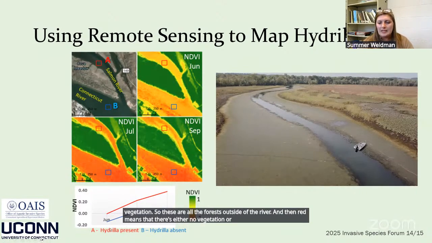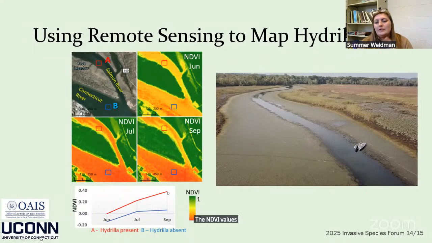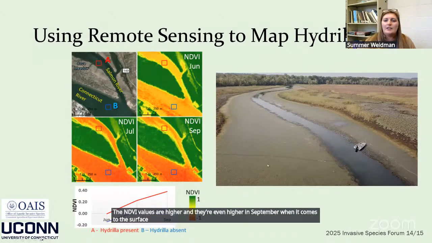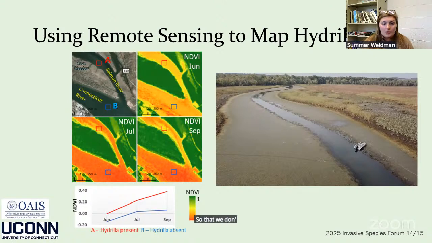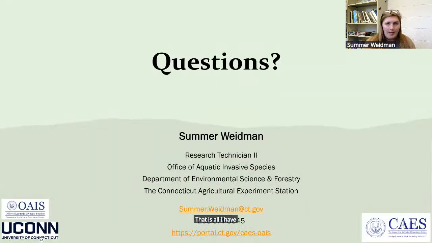And we're able to see that when hydrilla is present, the NDVI values are higher, and they're even higher in September when it comes to the surface and looks like this image. And so with that, I can perform analysis and track the invasive plants with satellite imagery so that we don't have to go into the field all of the time. But that is all I have, and I'm happy to take any questions.